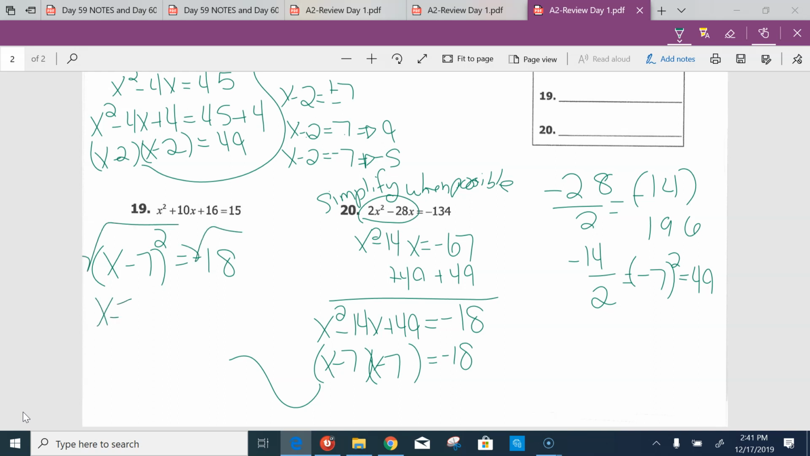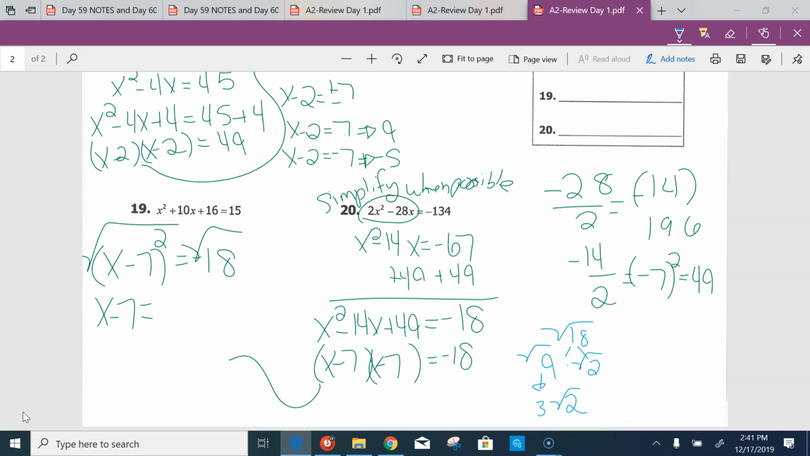So I have x minus 7. Does the square root of 18 come out to a nice number? No. So how can we get an 18? Next step. So how do I get the square root of 18? What times 9 will give me 18? So square root of 9 times square root of 2. Which one's a perfect square? So that gives me what? Times square root of 2.